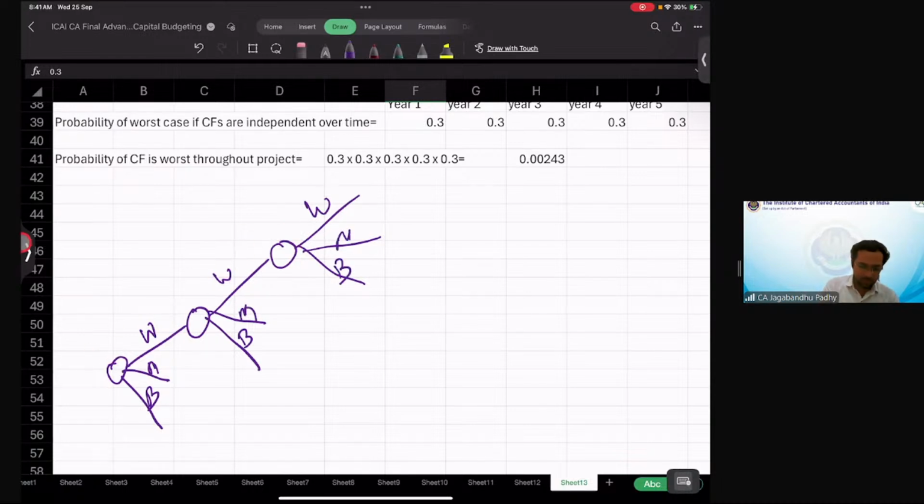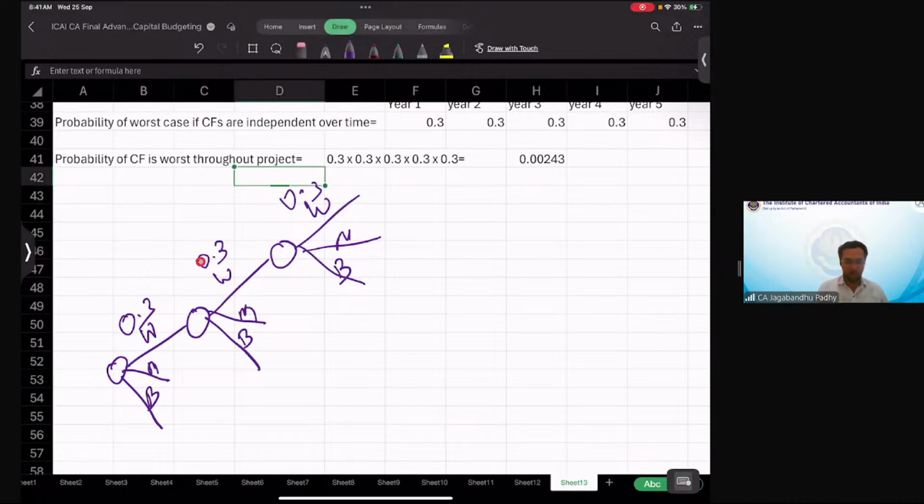So every time the worst possibility is having a probability of 0.3, every time, because they're independent. Cash flows are independent. Cash flows are not dependent on what is happening in the previous year.